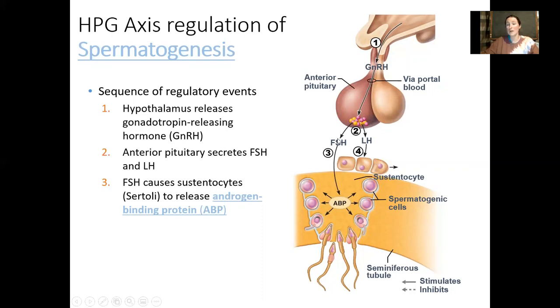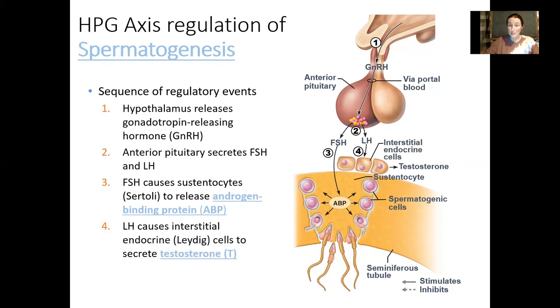FSH, as we now know, is going to circulate throughout the entire body, but only bind to the cells that have receptors for FSH. In this case, the FSH receptors are on the Sertoli cells or those sustentocytes. In response to FSH binding, those cells are going to start creating ABP and secreting this androgen binding protein. At the same time, LH is released into the blood as well, and it binds only to those interstitial endocrine cells or Leydig cells that are going around the outside of the seminiferous tubule. In response to LH, the Leydig cells are going to produce testosterone.